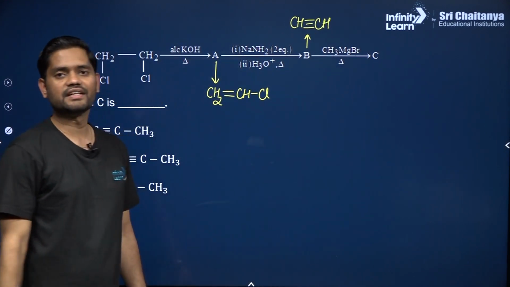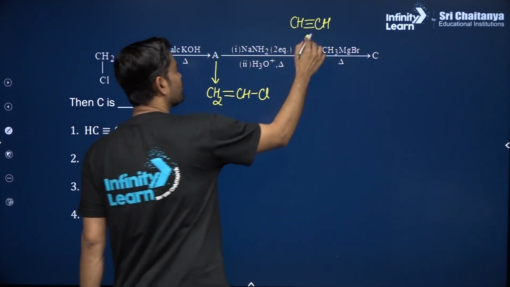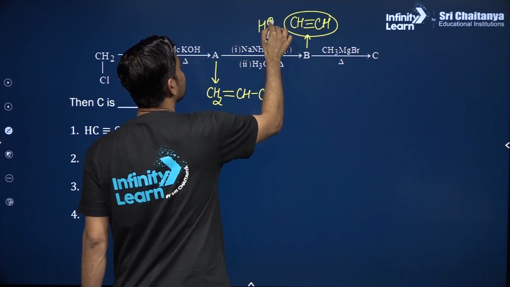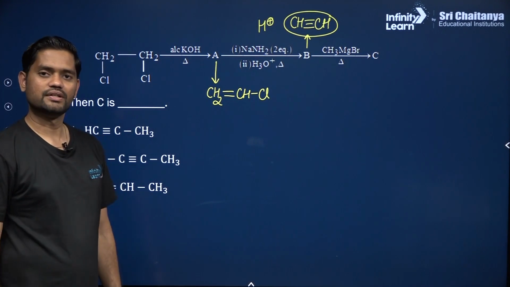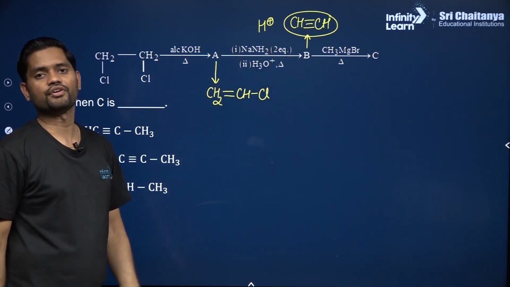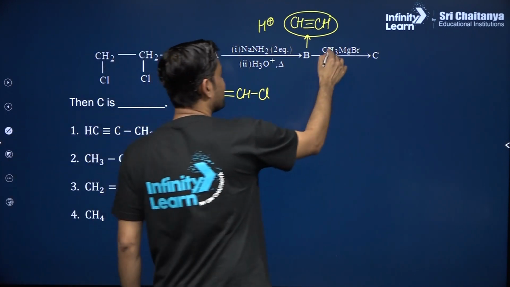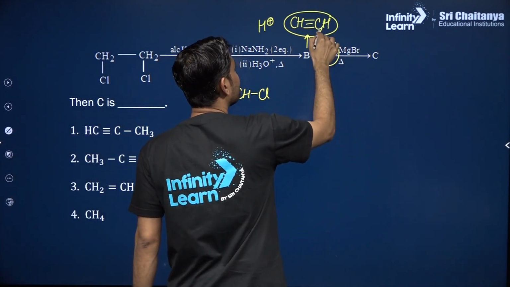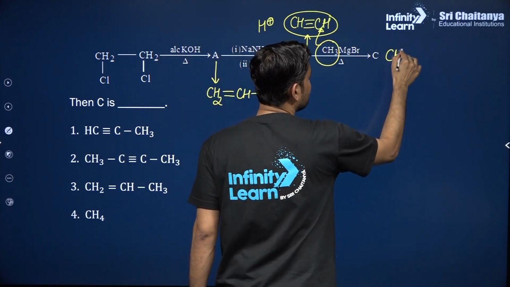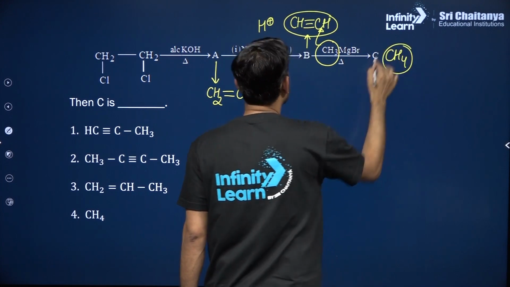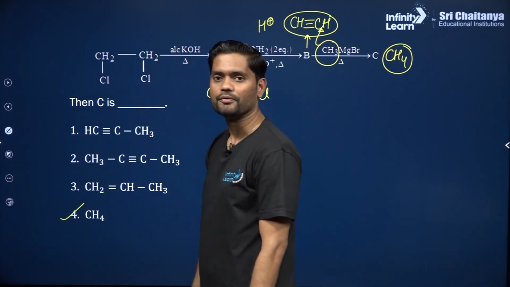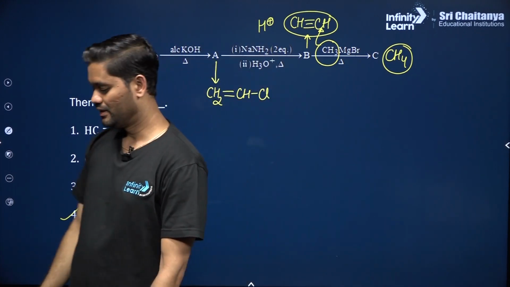Okay, then it is treated with Grignard's reagent. But please make a note of it. This alkene is an H plus donor. It is what? An H plus donor, right? Grignard's reagent, whenever treated with a proton donor, will get converted to hydrocarbon. So this alkyl group, being a strong base, extracts the acidic hydrogen from here, and C you will get is what? Methane. So we'll go with methane. That is option number 4. Clear? Sure. Next question.